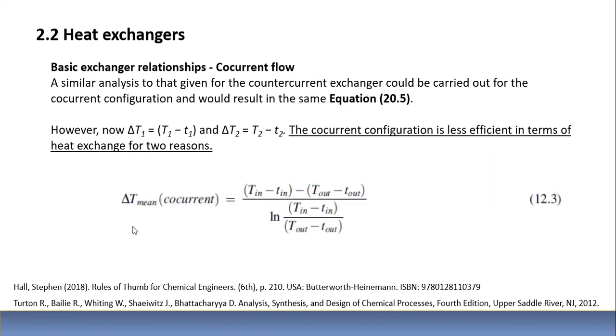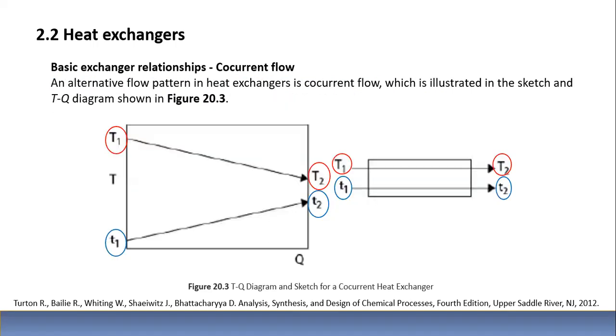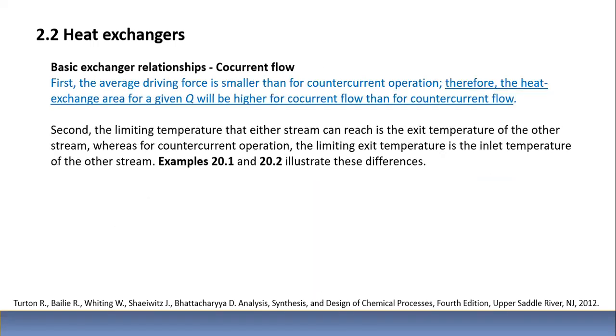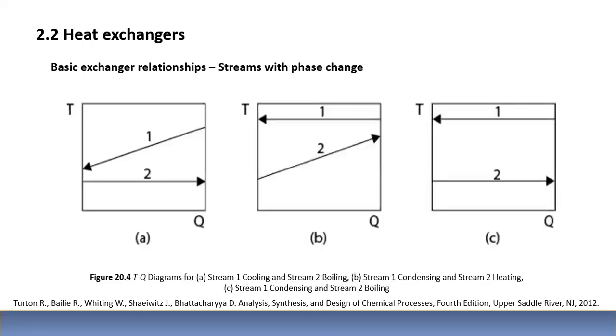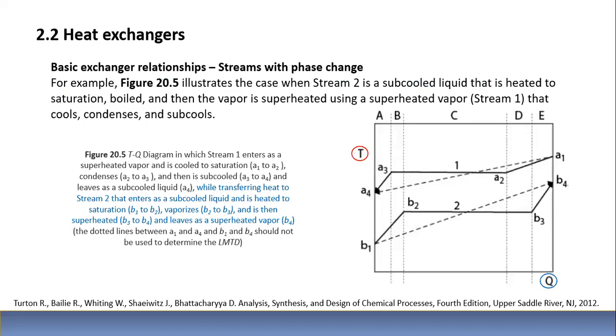A similar analysis to that given for the countercurrent exchanger could be carried out for the co-current configuration and would result in equation 20.5. What is equation 20.5? Well, where is equation 20.5? It's not here. Let me check the book. That means that equation is missing somewhere. That means I have to include that.